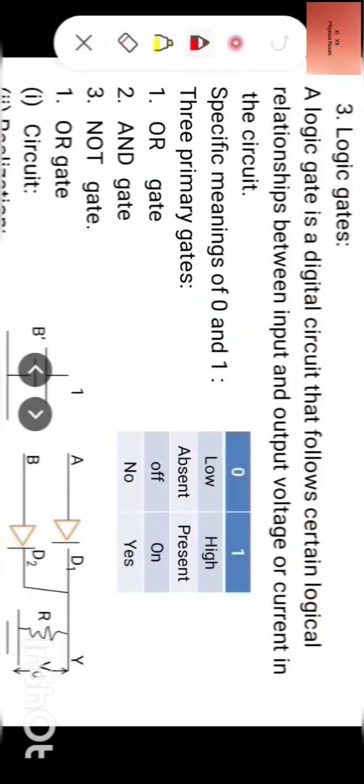Now third, logic gates. What is a logic gate? Let us try to understand it. A logic gate is a digital circuit that follows certain logical relationships between input and output voltage or current in the circuit. It is defined as a logic gate.